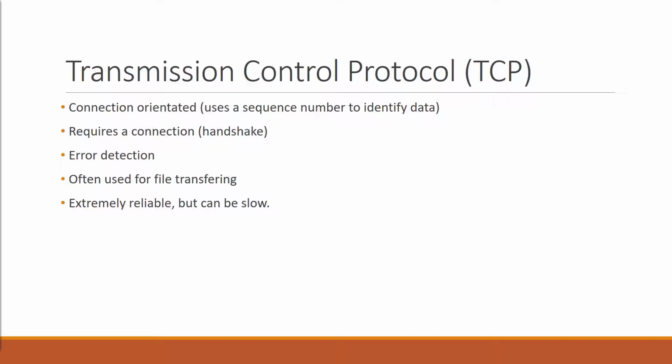TCP does involve error detection, so it can spot an error and ask for retransmission. This is really good for web browsing, web surfing, file transfers. So yeah, this is often used for file transfers. And TCP is extremely reliable because it does all this extra work of setting up a connection, asking for retransmission if there's an error. But with all this extra work, it can be slower than UDP. It's a little bit more hefty.